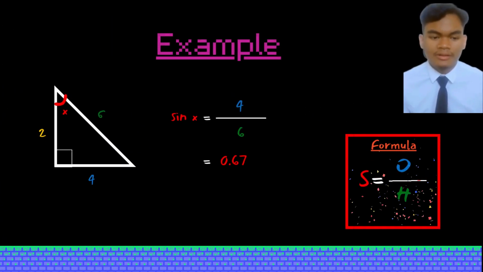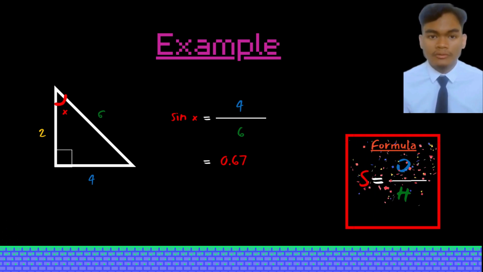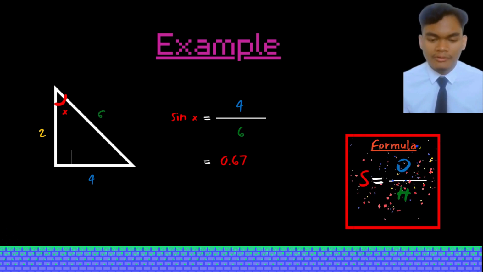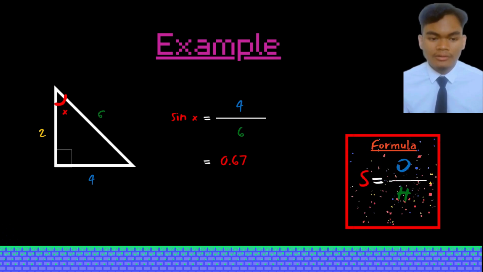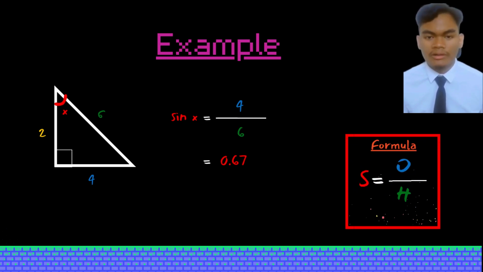For an example, here we have 6 as the hypotenuse, 2 as the adjacent, and 4 for the opposite of the angle. If we use the formula, sine equals opposite divided by hypotenuse, which is 4 as the opposite of the angle, divided by 6 as the hypotenuse. We calculate it and then we will get 0.67.